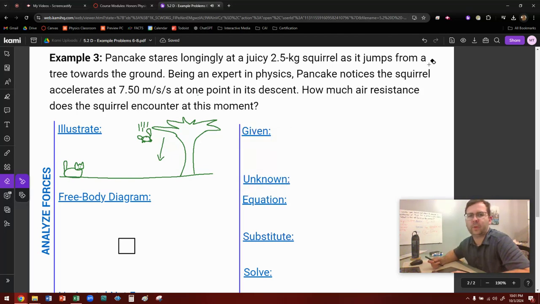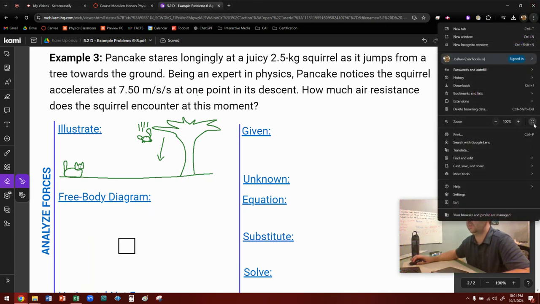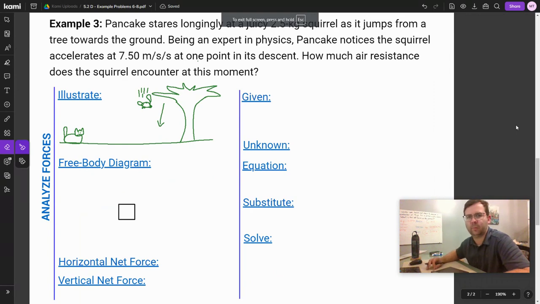Hi, in this video we're going to look at one last example of how to find an unknown force when an object is accelerating. Sorry about the bad audio quality on this one. My microphone died in the middle of me recording this video the first time, so I'm recording it again here. So let's look at an example.